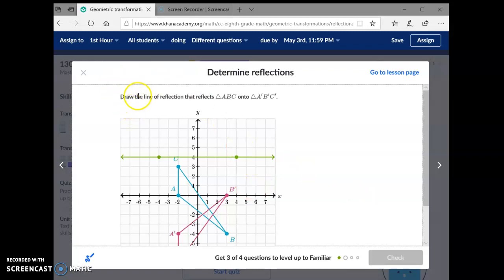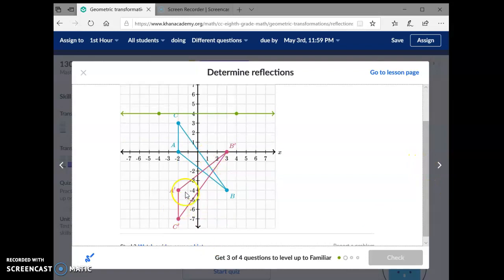Okay, so same sort of thing. Draw the line of reflection that reflects triangle ABC onto triangle A prime, B prime, C prime. Okay, so this one, you can see that these two kind of overlap. We're not going to let that bother us.